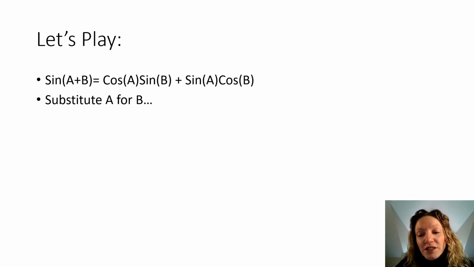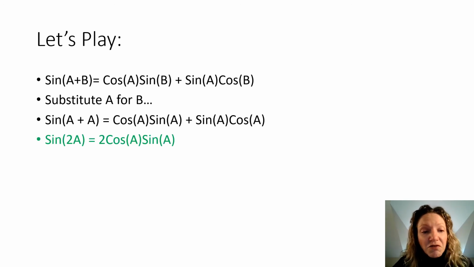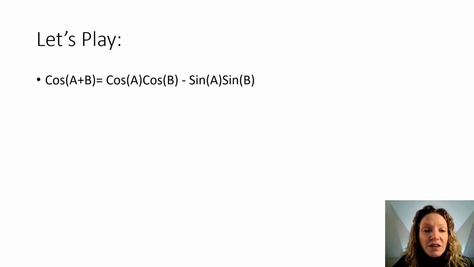All right, let's try substituting for the other angle. Stick A in for B, see what happens. So then we have A plus A. You end up getting the same term repeated. That's one of the double angle formulas. Sine of 2A is 2 times sine A cosine A.